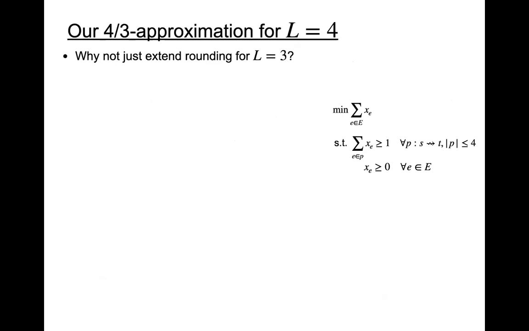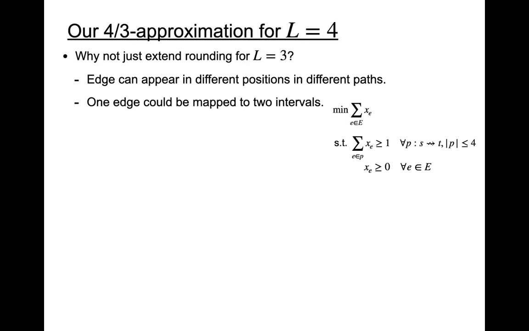So why can't we extend that algorithm to also work for L equals 4? Or what breaks down? Here again is the LP. Well, the nice thing for L equals 3 was that in paths of length at most 3, every edge can only be really in one position. It can either be a left edge, a right edge, or a middle edge. And once you have paths of length 4, the same edge can appear in different positions in different paths, which means that if we want to map it to intervals, we might want to map the same edge to 2 different intervals.